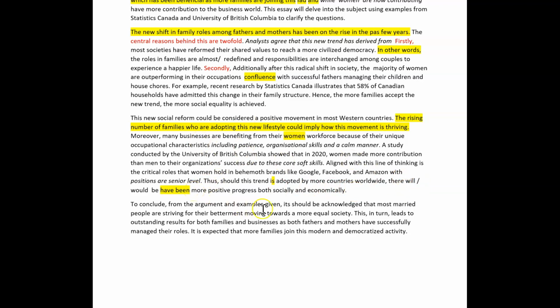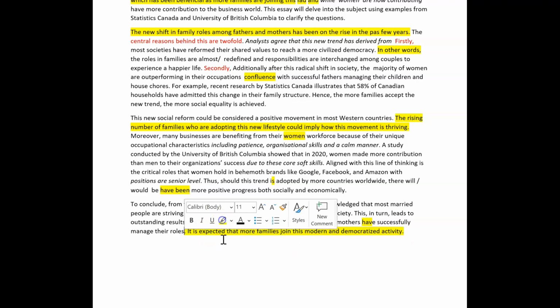To conclude, should we acknowledge that most married people are striving for their betterment towards a more equal society. This in turn leads to outstanding results. Successfully manage, here just present tense, if they're getting it right, then they are managing their roles. Okay, successfully manage their roles. Don't need that. Okay, definitely don't need that because it's long enough already.